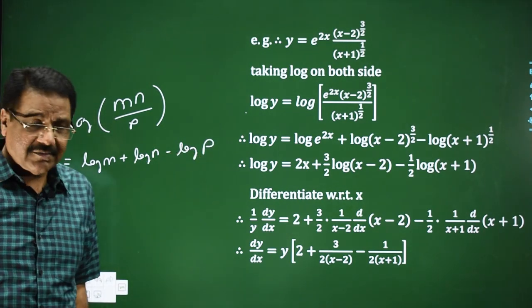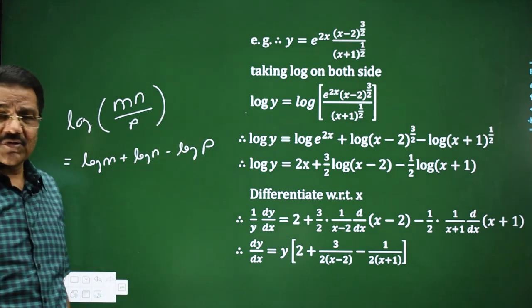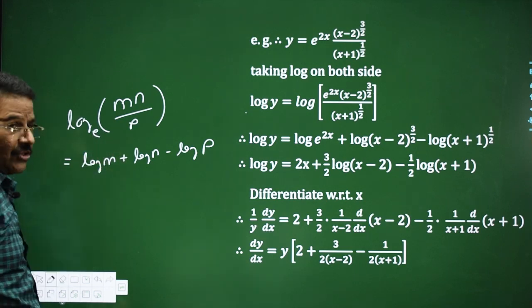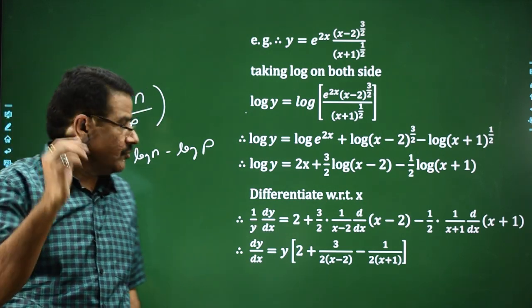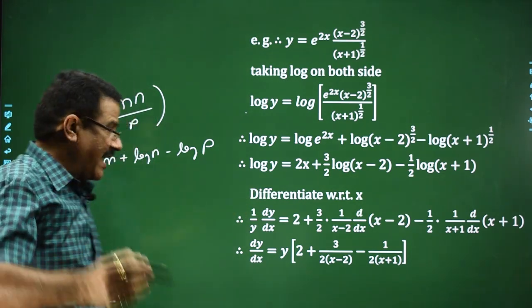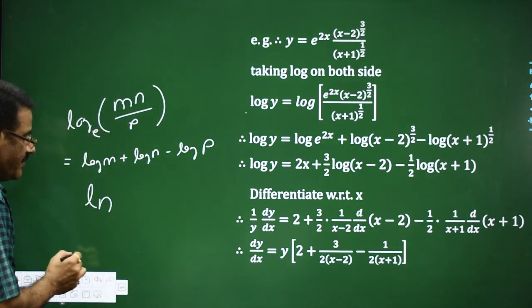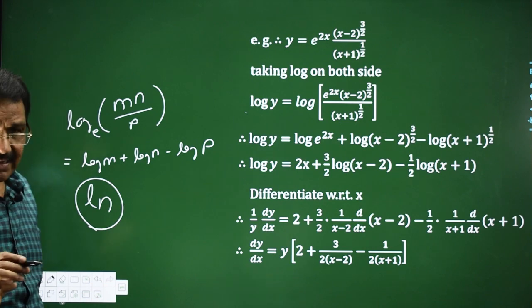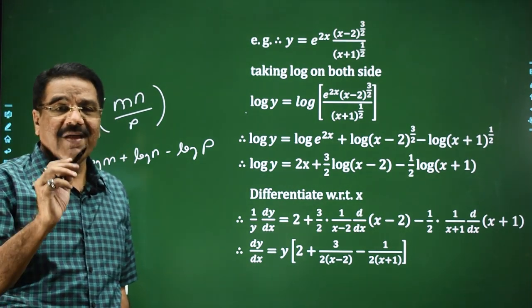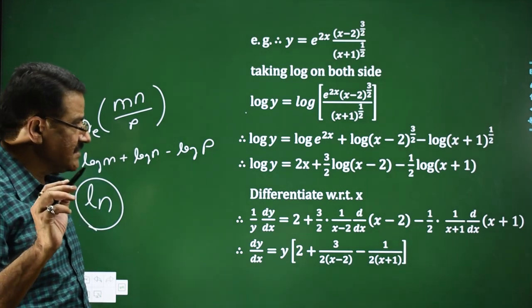Whenever we are taking log on both sides, always remember this log we are taking as a natural log. Natural log means log to the base e. We generally represent it only with log. Sometimes natural log can also be represented with the symbol ln. Always remember, this log is never of base 10, this is always to the base e.